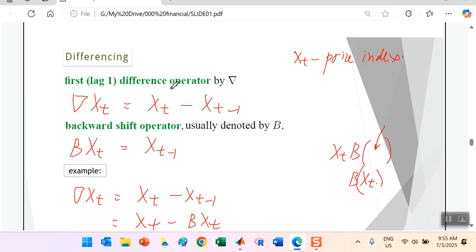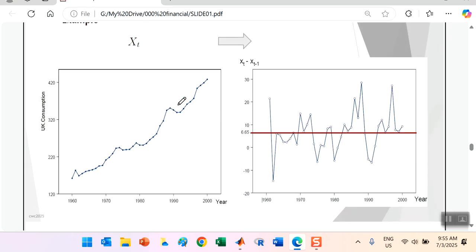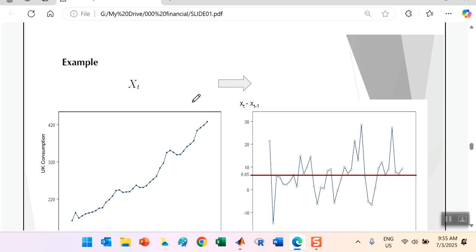So this differencing operation can actually change the trend, making the series a so-called stationary or random process. If you have xt and you operate on it using the backshift or difference operator, you get xt minus xt minus 1. So there's a trend here, but it is eliminated by the difference operator, and you can see it is more like a random process at the end.